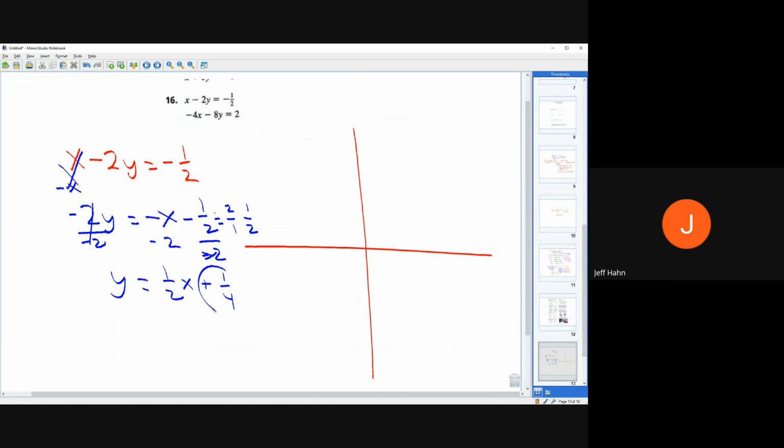It crosses the y-axis at 1/4. 1, 2, 3, 4. 1/4 is right there, unfortunately. And it has the slope up 1/2. But you're going to say, how do we go 1/2 from there? Well, up 1, over 2. You get a line that looks much like that.